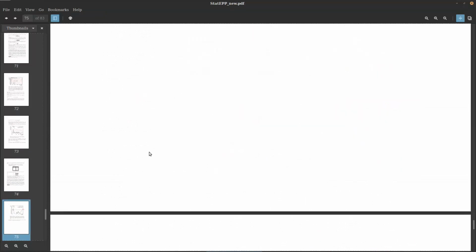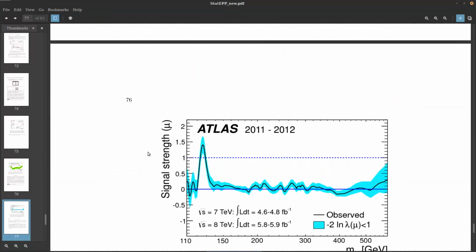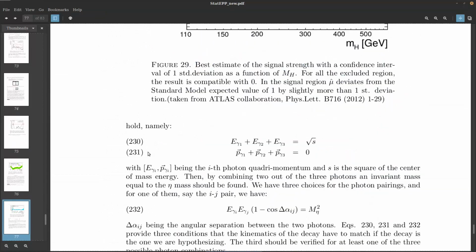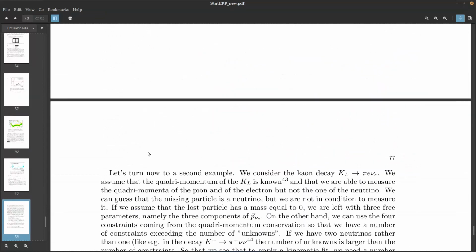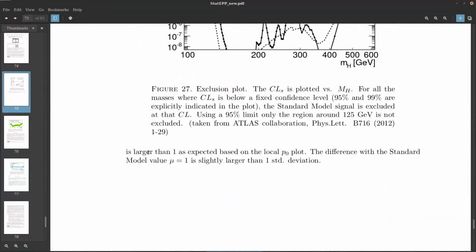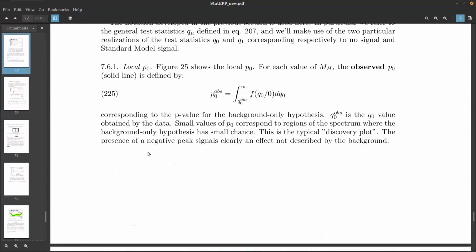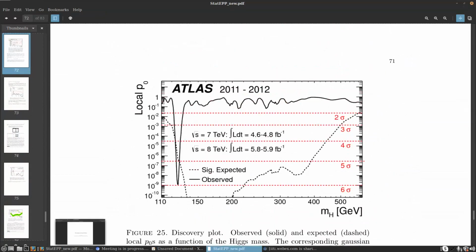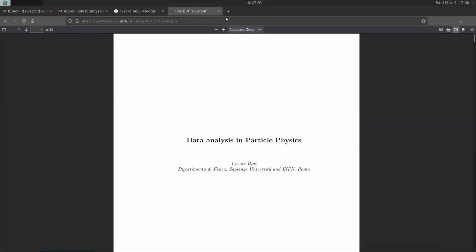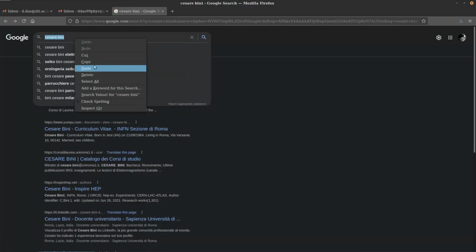Confidence level that Higgs had ruled out. This is the confidence level on mu. It's a signal strength plot. All right. I cannot find this thing, but I have to. Okay, let me focus on this plot and let me open that particular paper, the Higgs discovery paper.